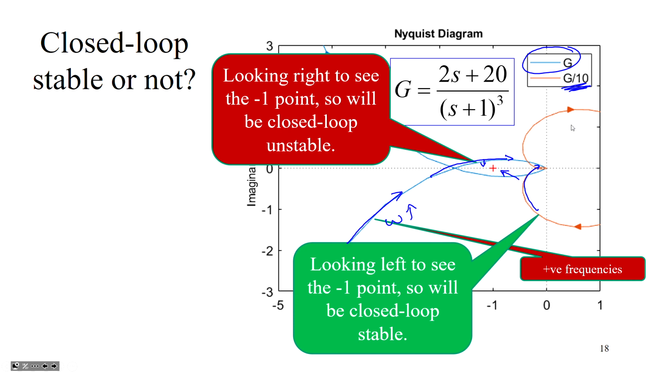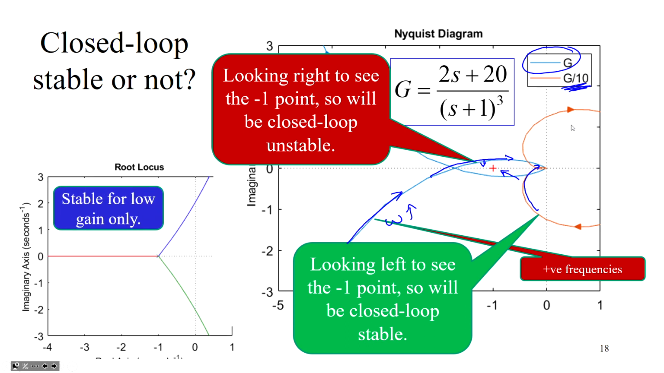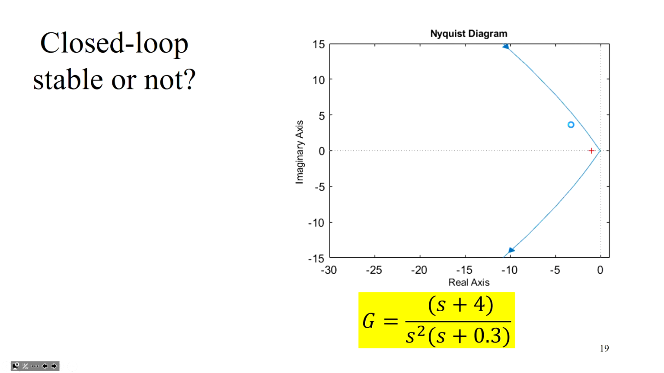So the Nyquist diagram is giving you a very simple insight into am I closed loop stable or not, just by asking the question, do I need to look left? Do I need to look right? If you were to plot the root locus, what you'll see very clearly is it's stable for low gain, and then if gain is too large, the poles move into the right half plane, and you can see that matches this change from the red Nyquist to the blue Nyquist.